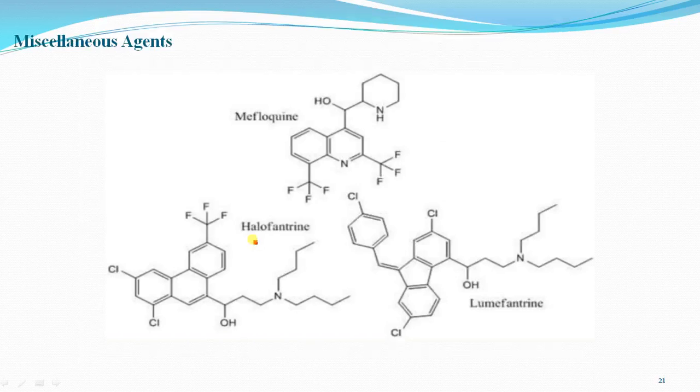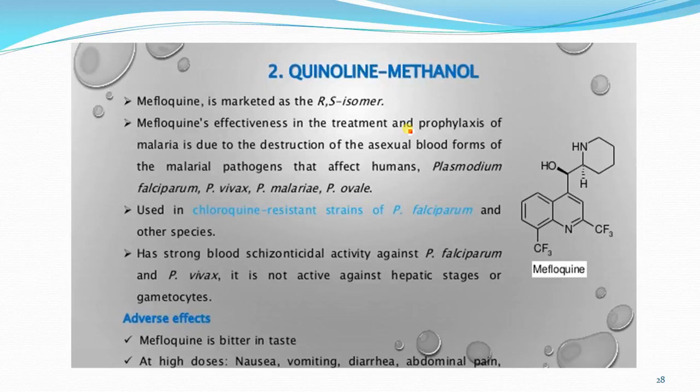These are the miscellaneous antimalarial agents: halofantrine, mefloquine, a quinoline methanol, and lumefantrine. Mefloquine, a 2-quinoline methanol, is effective in the treatment and prophylaxis of malaria, and it has strong blood schizonticidal activity against Plasmodium falciparum and vivax, but is not active against the hepatic stages or gametocytes. The adverse effects of mefloquine are a bitter taste, and at higher doses it causes nausea, vomiting, diarrhea, and abdominal pain.